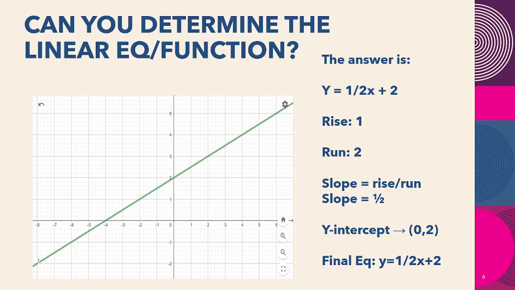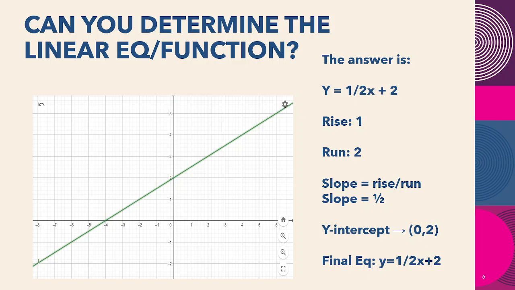Now let's try to see if we can determine the linear equation or function based upon the graph shown here. So for this graph shown here, the answer of the equation would be y equals 1/2 x plus 2. And we use the rise over run method to determine the slope. And so the rise here is 1 and the run here is 2. And so slope is equal to rise over run. So we do slope equals 1/2, as 1 by 2 is 1/2.